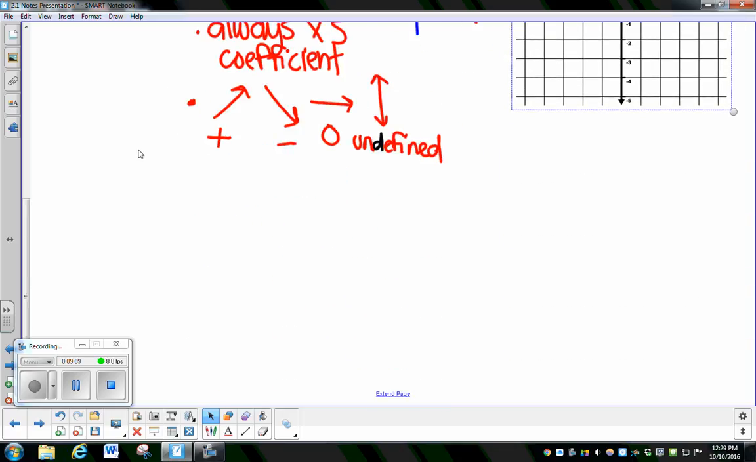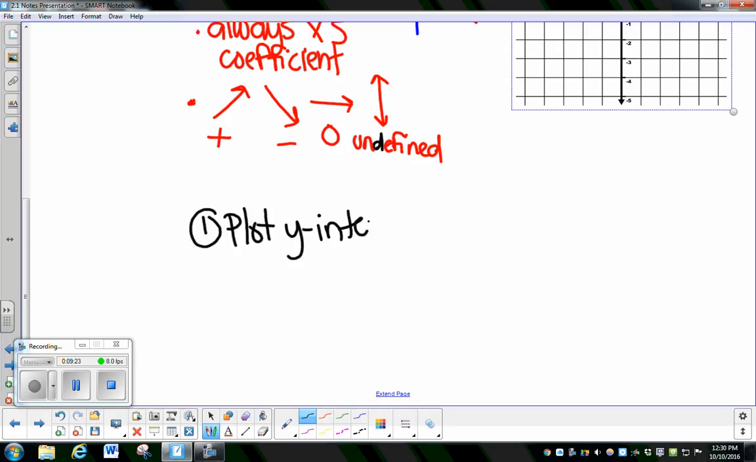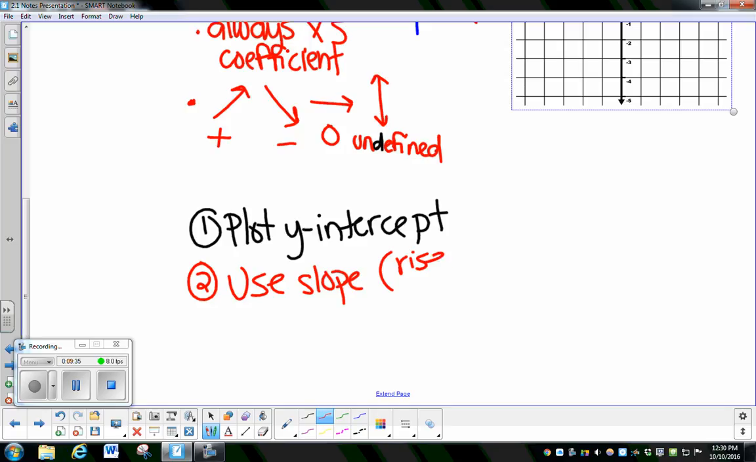Alright, so I'm actually going to go down here and write some steps to graphing lines. So the first thing you want to do when you graph a line is plot the y-intercept first. Which makes sense because the y-intercept is your starting point. You need a point to go off of when you're graphing your line. So you plot the y-intercept first. Then you use your slope, which remember is rise over run, to plot more points.